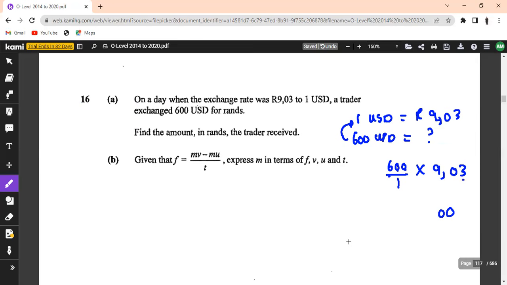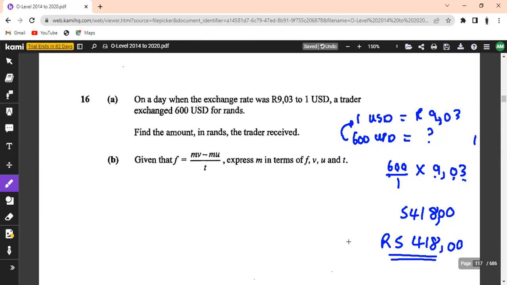6 times 3, that is 18, carry 1. 6 times 0 here, that's 0 plus 1, which is 1. Then 6 times 9, which in this case is 54. All right, if I'm not mistaken, that's 54 there. How many decimal places? 1, 2. So it's going to be 1, 2, which is the comma here. All right, so this is the amount that you are going to have in rands, which is 5,418 rands, or you can put comma 0, 0 if you want, because this is money, or just leave it like that. It's still one and the same thing. There's no effect. All right.